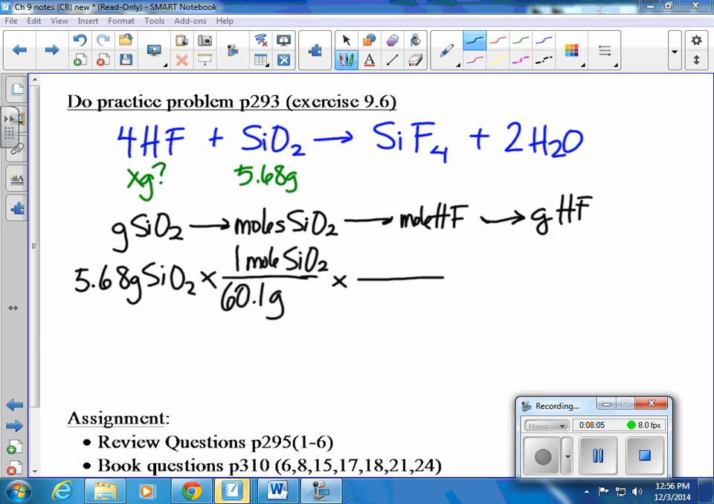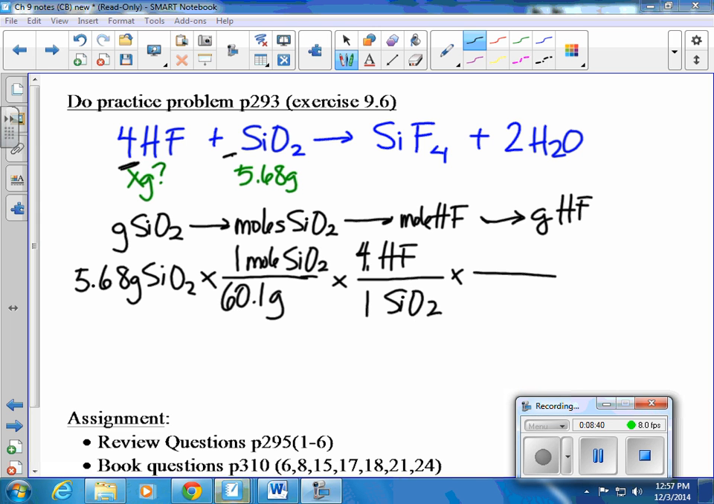All right, so times a fraction bar, I need to do another conversion. I'm going to do my mole to mole ratio now. So the Q word is unknown over known. I look up and I see that I have my unknown, 4 moles of HF, to 1 mole of my silicon dioxide. Okay, so I have 4 moles of HF to 1 mole of my silicon dioxide.